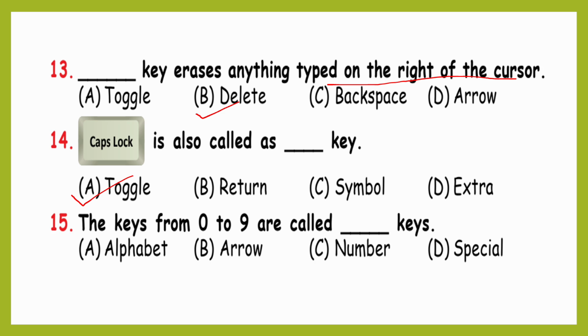The keys from 0 to 9 are called dash keys. Option A, alphabet. Option B, arrow. Option C, number. Option D, special. Number. Option C is the correct answer.